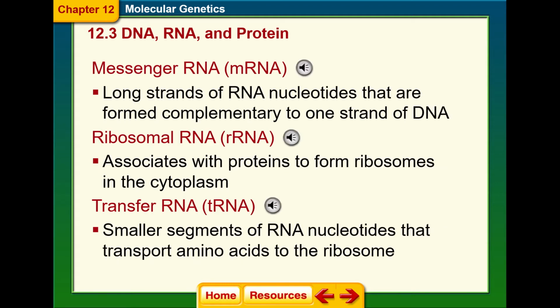There are three major types of RNA that play key roles in protein synthesis. These are messenger RNA, or mRNA, ribosomal RNA, or rRNA, and transfer RNA, or tRNA. Messenger RNA is formed as a complementary strand to one strand of DNA, and is responsible for relaying the genetic information from the nucleus to the ribosome to later be turned into proteins. Ribosomal RNA is actually a part of the ribosomes along with proteins. Transfer RNA is made up of smaller segments of RNA, which transport amino acids to the ribosome to form polypeptides. These amino acids are strung together to form the proteins themselves.